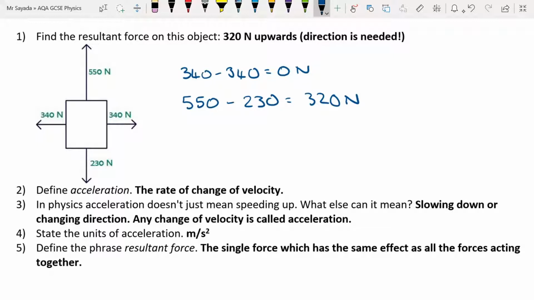What type of quantity is velocity? Say your answer to the video. Velocity is a vector quantity, which means it also has what? It has magnitude and direction. So therefore, a change of direction is also considered an acceleration.